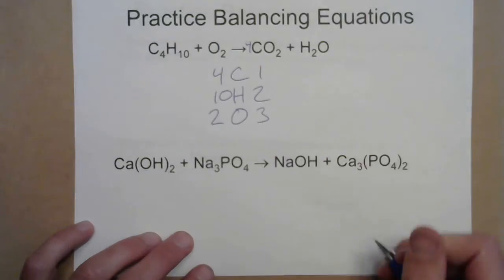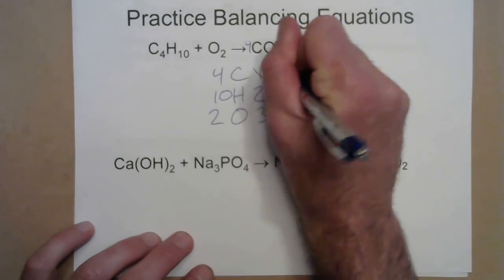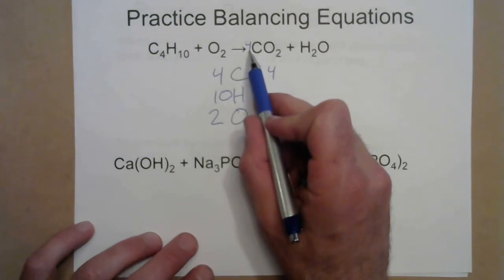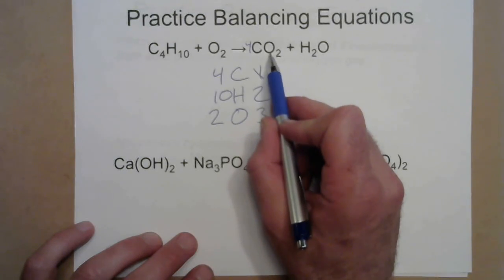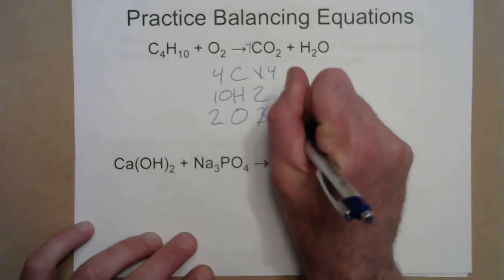All right, so let's balance the carbons first. So I would need to put a 4 there to balance the carbons. That affects the oxygens as well. So now I have 4 times 2, that's 8 oxygens, plus 1 more, so that's 9.